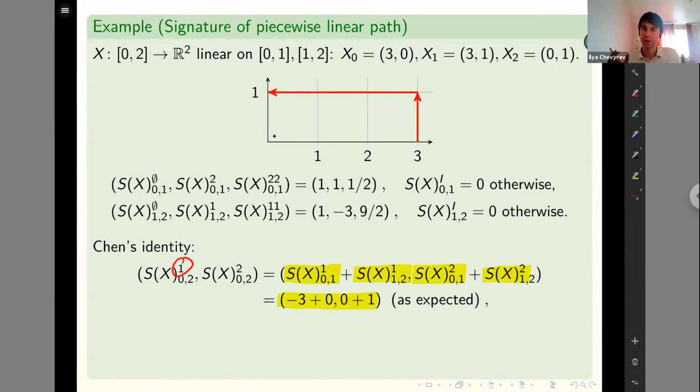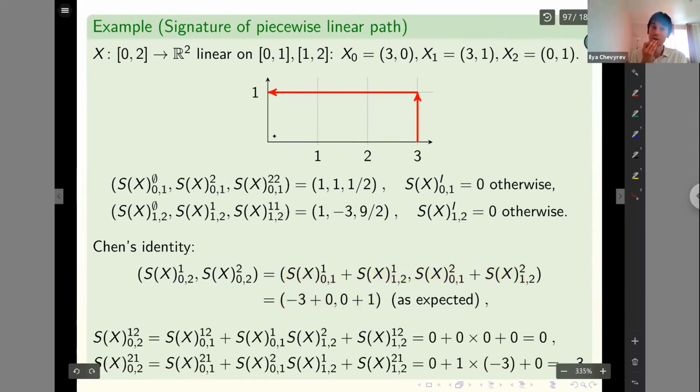This is nothing surprising. This was just an example of more definition chasing than anything. Okay. Something a little bit less trivial is to look at the second level. So let's work out the signature of the word 1, 2 for this path.